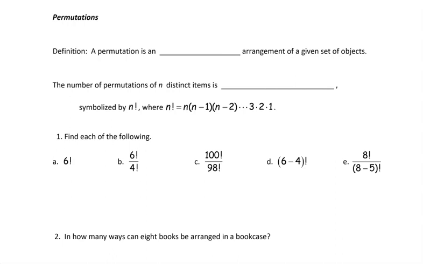Hi everyone, so in this video we are going to be talking about permutations. So a permutation is an ordered arrangement of a given set of objects. Now this word right here, ordered, is very important. For permutations, order matters. And we'll come back to that idea later, but for now, just keep it in the back of your mind.